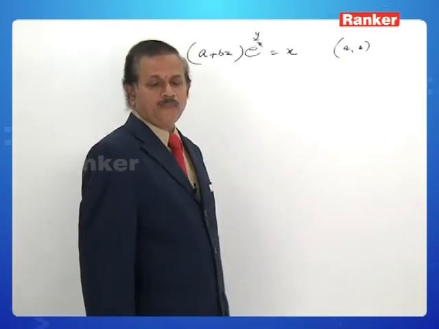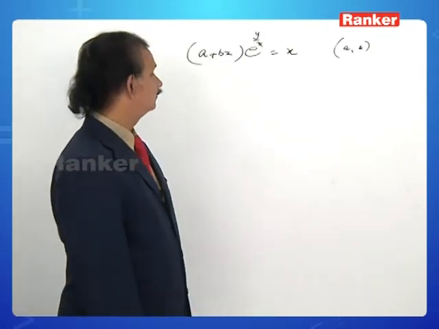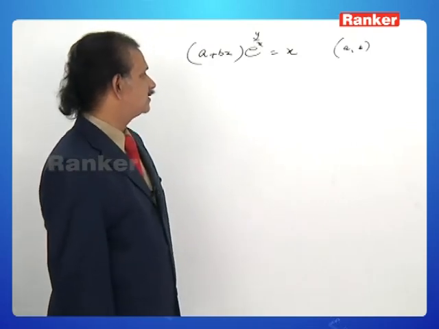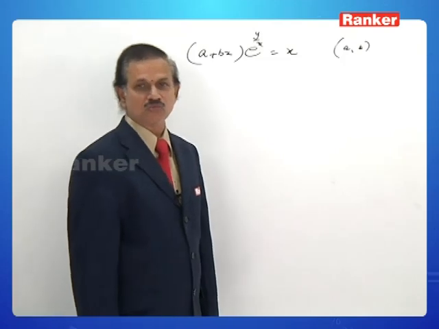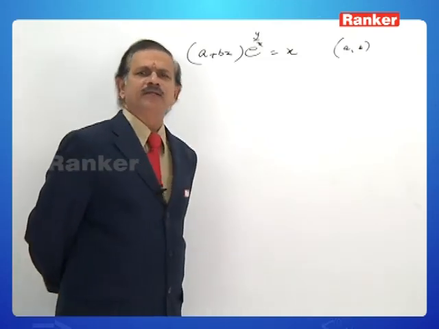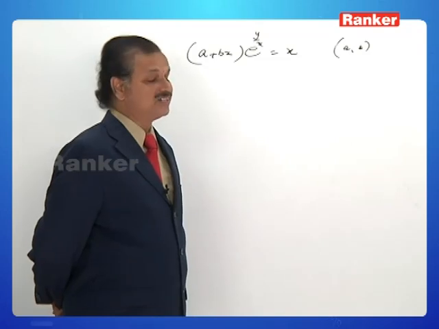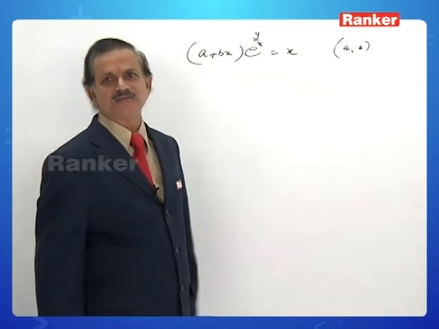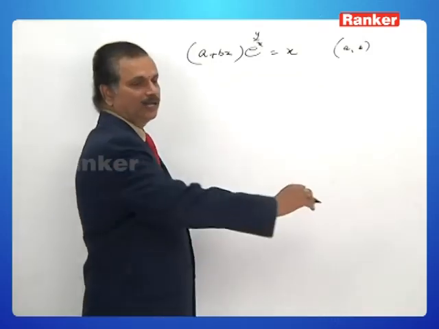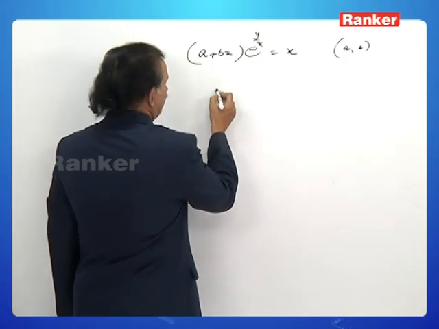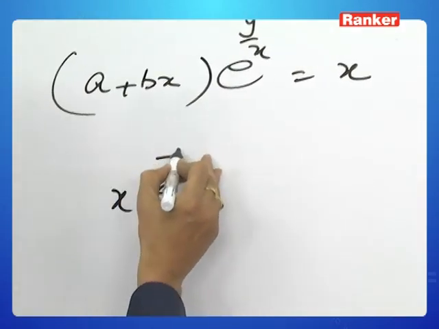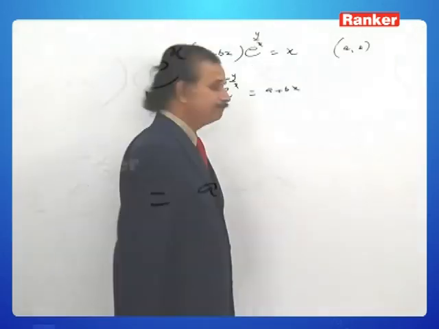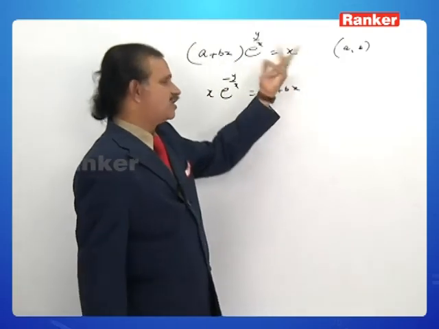That's it. The next problem before us is visible clearly on the board. (a plus bx) into e power y by x is equal to x. We are supposed to eliminate the two constants a and b. Again, the order of the answer, that is the differential equation, is 2. Why? Because two constants are to be eliminated. As usual. Well done. Look here. You see, x e power minus y by x is equal to a plus bx. Any problem to anybody? That's all.